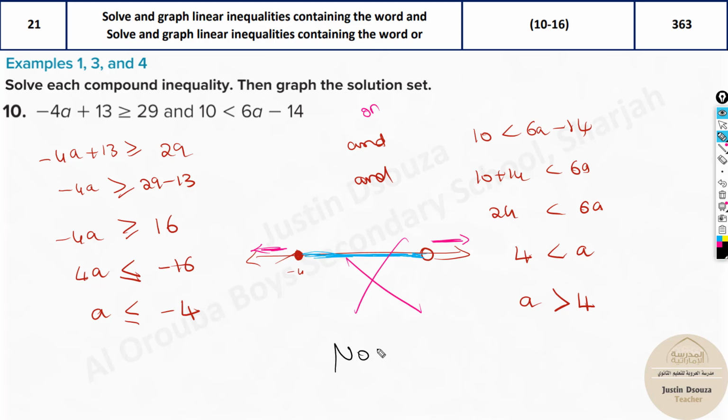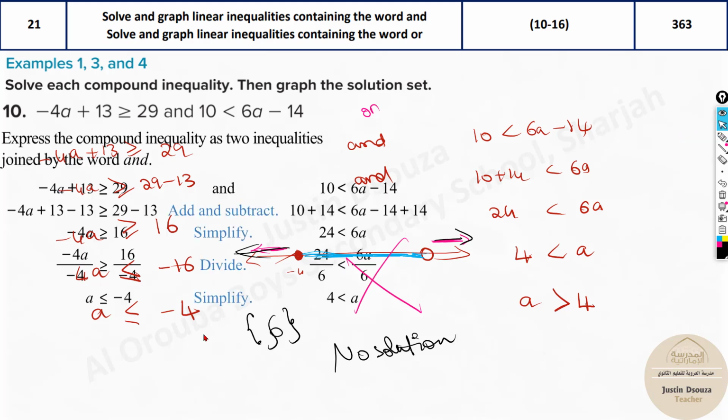There is no solution. Why? Because there is nothing overlapping. All this is the solution and all this is the solution. So there is no overlapping. So it's basically a null set. There is no solution. Let's just check the answer. The solution set is null.